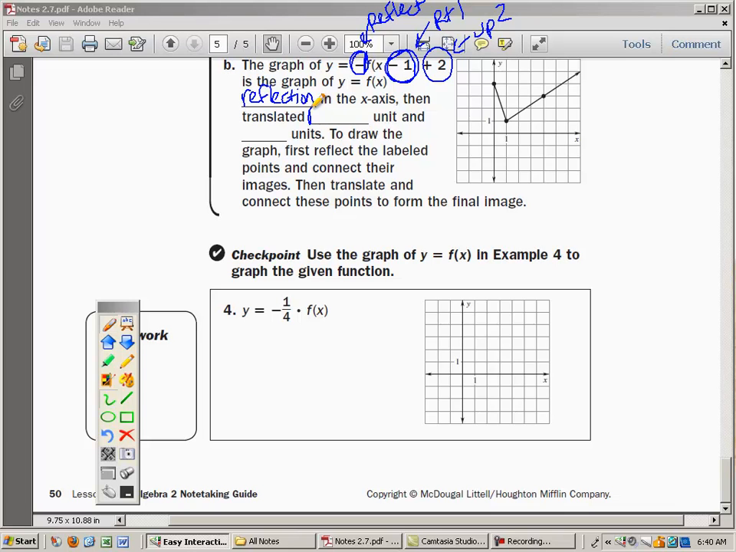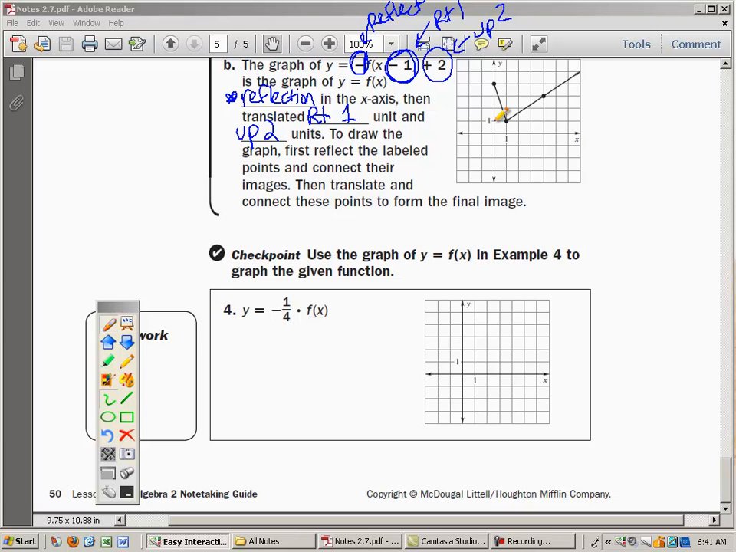Then it's translated right 1 unit, because again, it's the opposite of what's in the parentheses, and up 2 units. To draw the graph, first reflect all the labeled points and connect their images, then translate and connect these points to form the final image. So I'm going to do it in a couple steps. The first step says to flip these and put them down below. So the reflection, I'll go ahead and do that in blue.